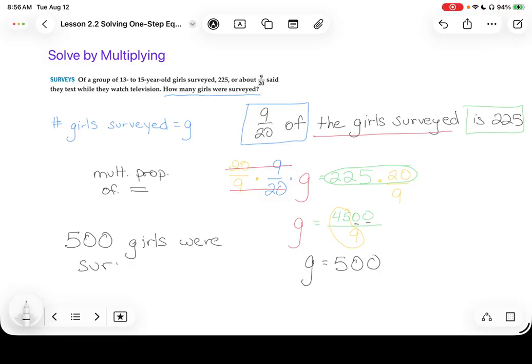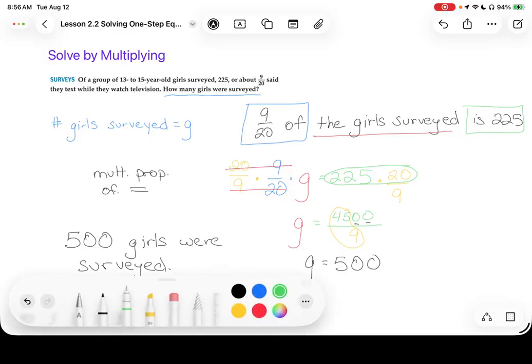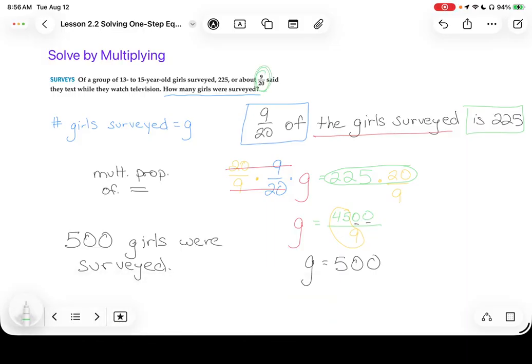Now let's stop and see if this answer makes sense. I surveyed 500 girls. 9 out of 20, 9/20ths of them said they text while they watch TV, and that was 225. Let's think about this for a second. 9/20ths is a little bit less than half because 10/20ths is half. So 9/20ths is a little bit less than half of them.